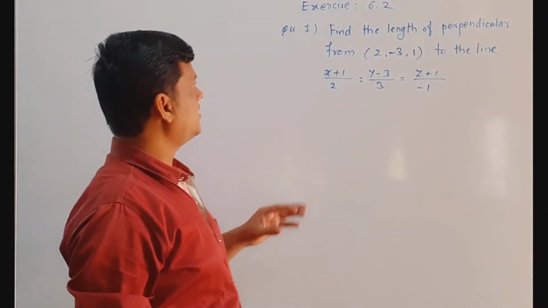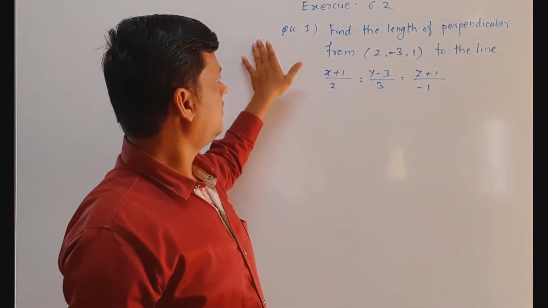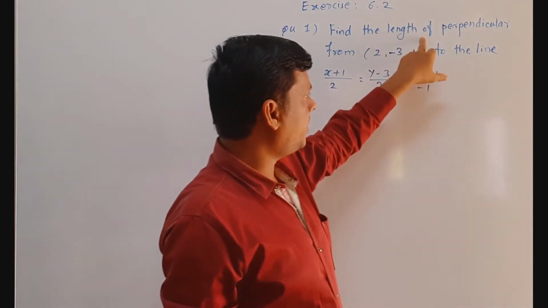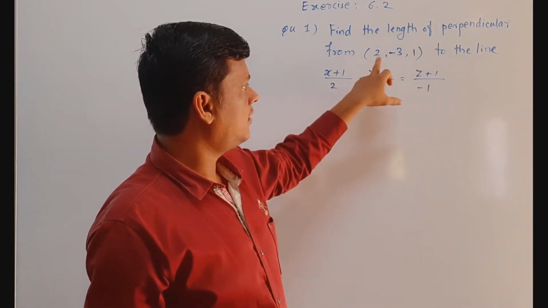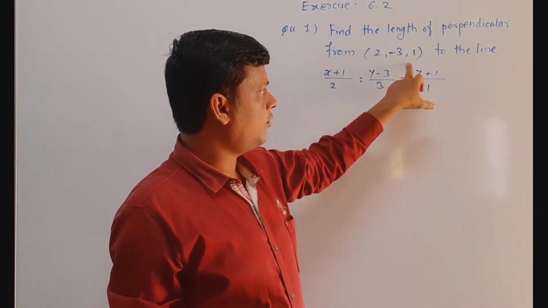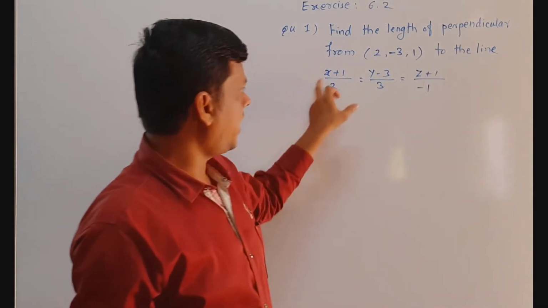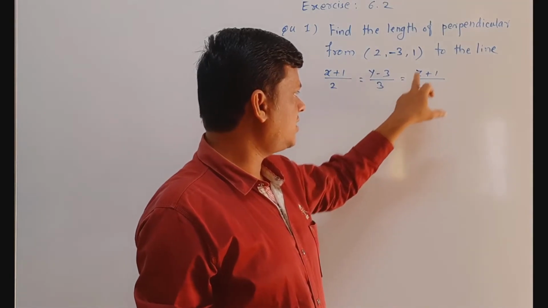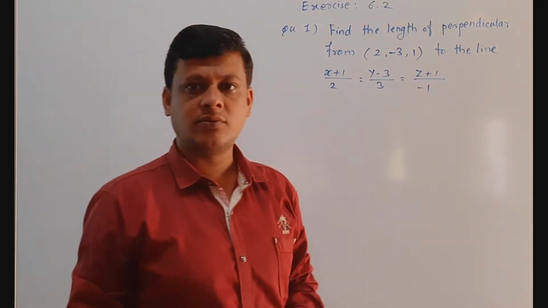Now see first example from exercise 6.2. Find the length of perpendicular from 2, minus 3, 1 to the line x plus 1 by 2 is equal to y minus 3 by 3 is equal to z plus 1 upon minus 1.